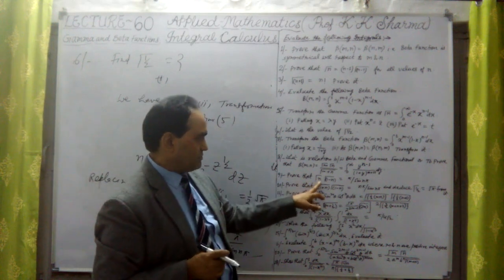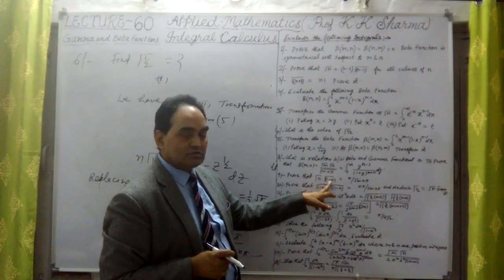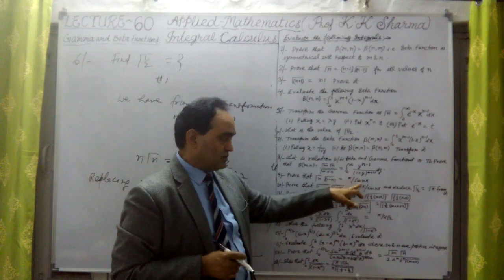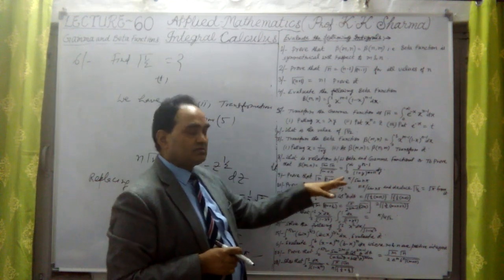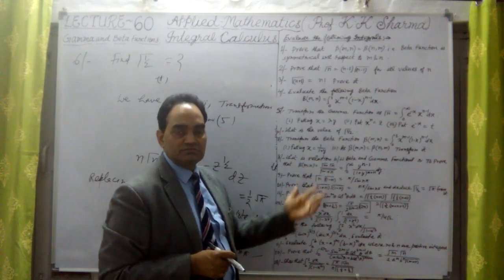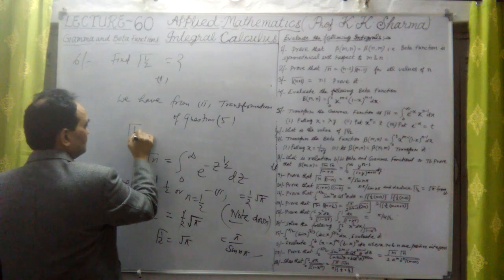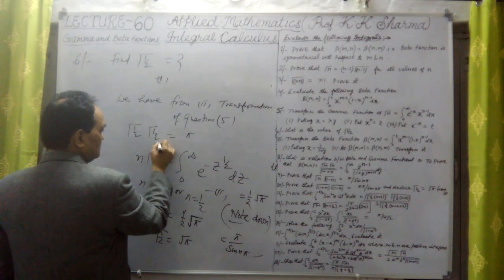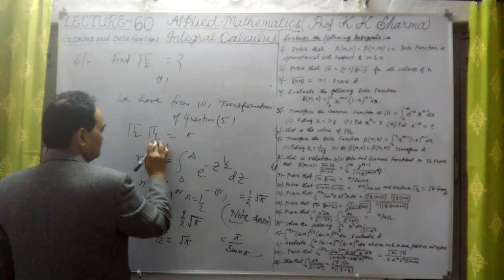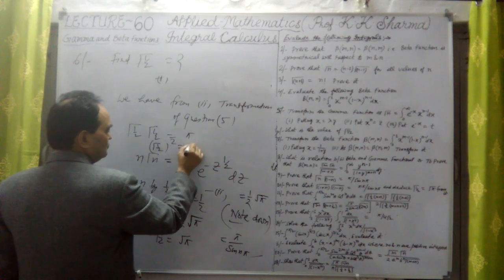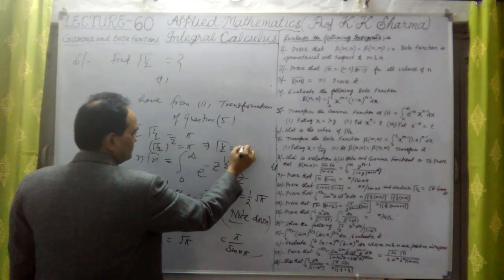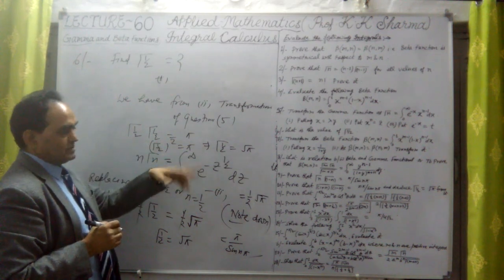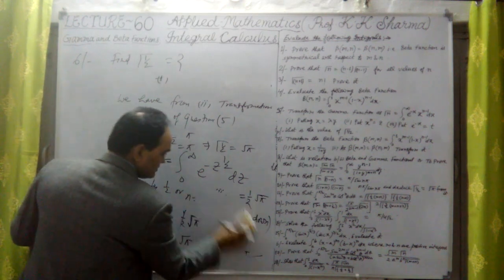If I replace here n by half, so 1 minus half is half, gamma half into gamma half is equal to pi upon sine n pi, but n is half, sine half pi is 1, because sine 90 degrees is 1. Pi upon 1 will be pi. So gamma half whole square equals pi, and inside that gamma half is under root pi. Simple. From the ninth question, that is also possible. That is also the result.